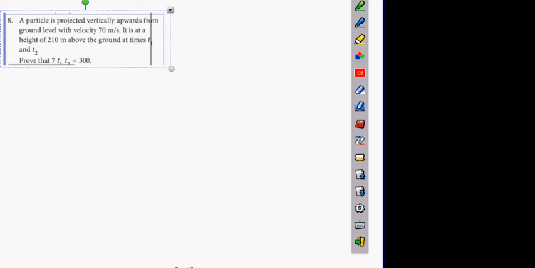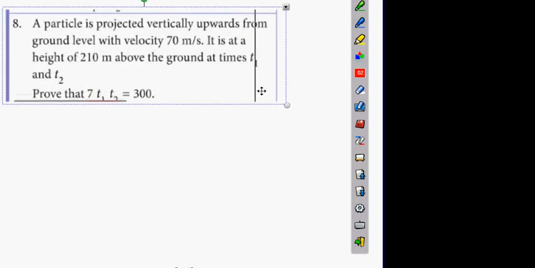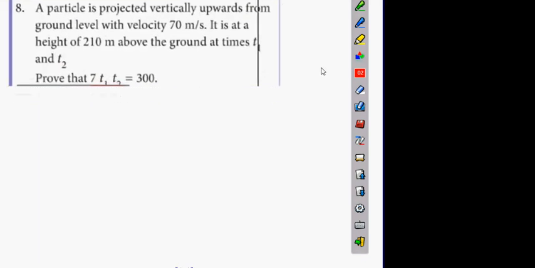Now, this one here, there used to be an old way on the course to do this, but it's no longer on your maths course, so we have to do it the long way. It's not fun. A particle is projected vertically upwards from ground level at 70 meters per second. It is height 210 meters above the ground at times t1 and t2. Prove that 7 t1 t2 is 300. Okay, anybody got any ideas? What's the first thing you always write down?